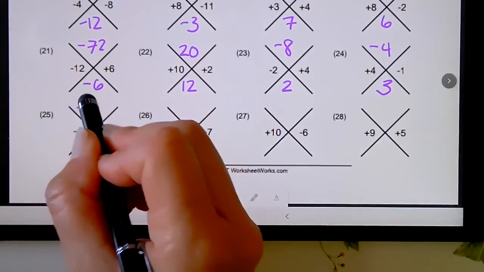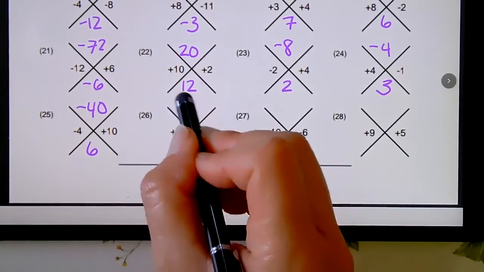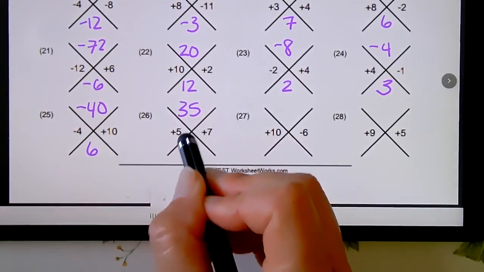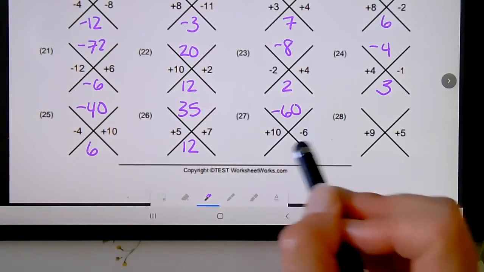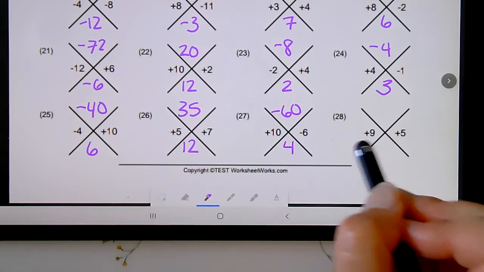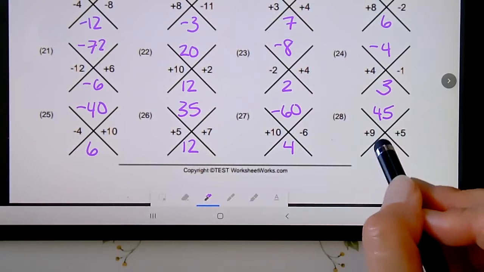-4 times 10 is -40, adds to 6. 5 and 7, multiply to 35, add to 12. 10 and -6, multiply to -60, add to 4. 9 and 5, multiply to 45, and add to 14.